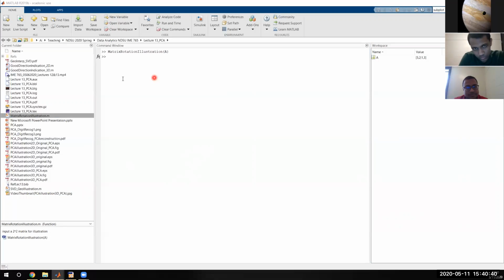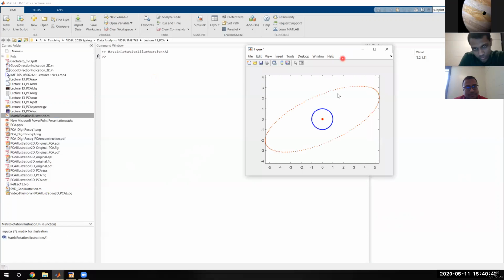Here we go. That is what it looks like. So this point is the origin, (0, 0). And this blue solid circle is the X, the X with norm equal to 1, what I mean. This is a unit circle. And this is the contour of AX.